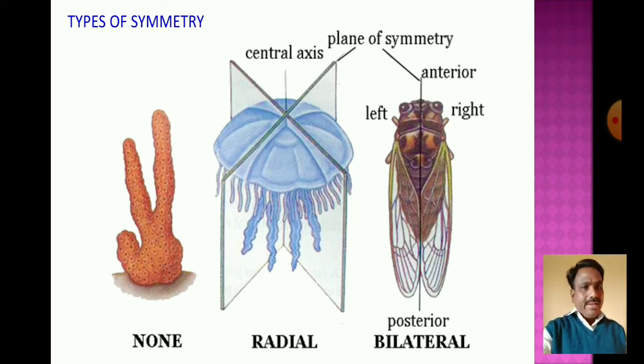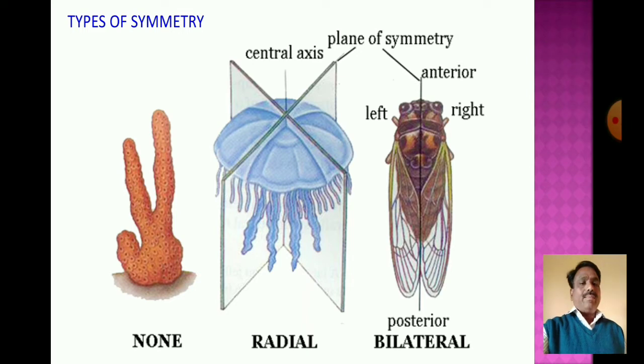What is meant by radial symmetry? When the body of the animal can be divided into two identical halves by any plane passing through the central axis, it is known as radial symmetry. The planes pass through the central axis of the body and divide it into two identical halves.